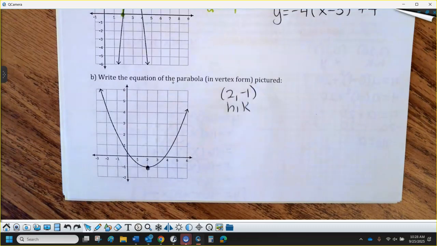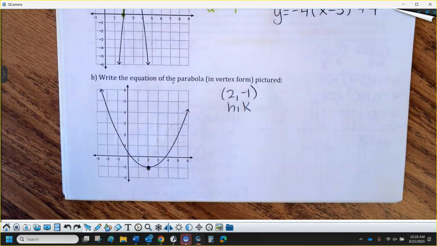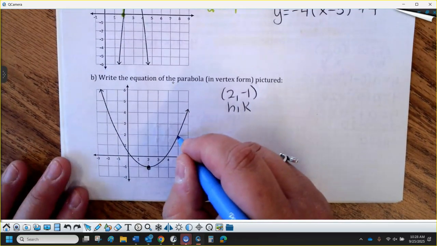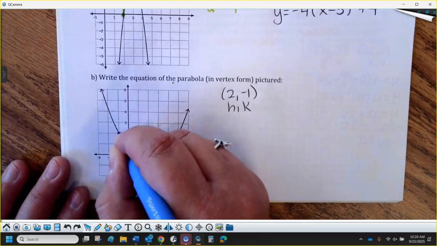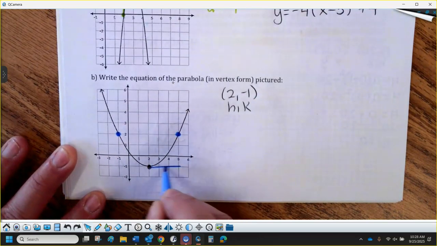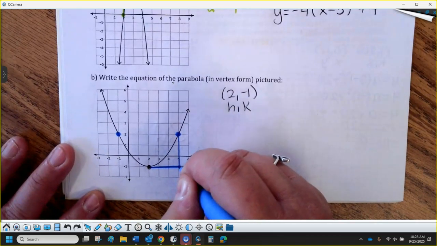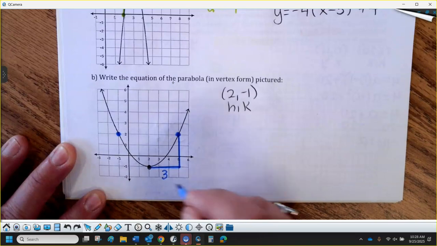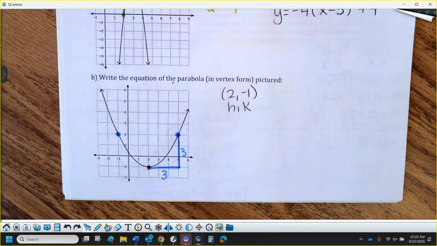Okay, now I will show you another way you can cheat a little bit if you have a graph. Try and find a point that goes right through a corner. So I've got the vertex, and depending on which side you're looking at, there are 2 other nice points on that graph. Now I'm just going to draw a little triangle between the vertex and one of those nice points. Anybody want to take a guess what the a value would be? It's a fraction.